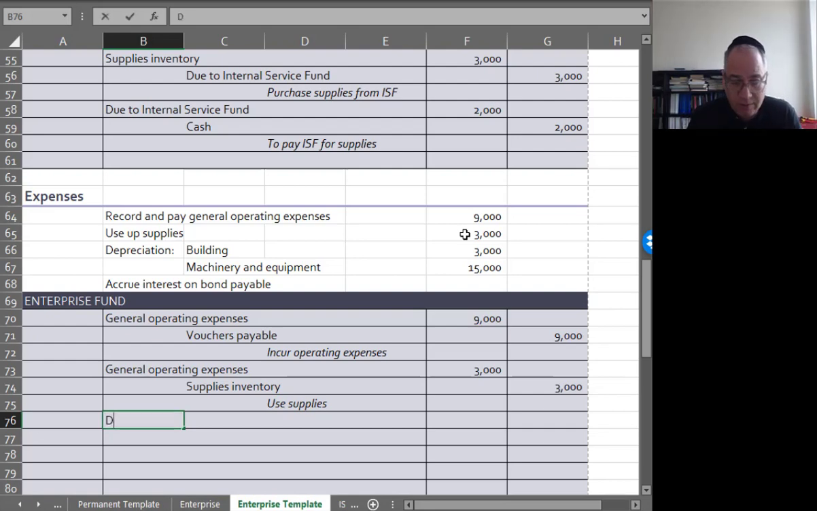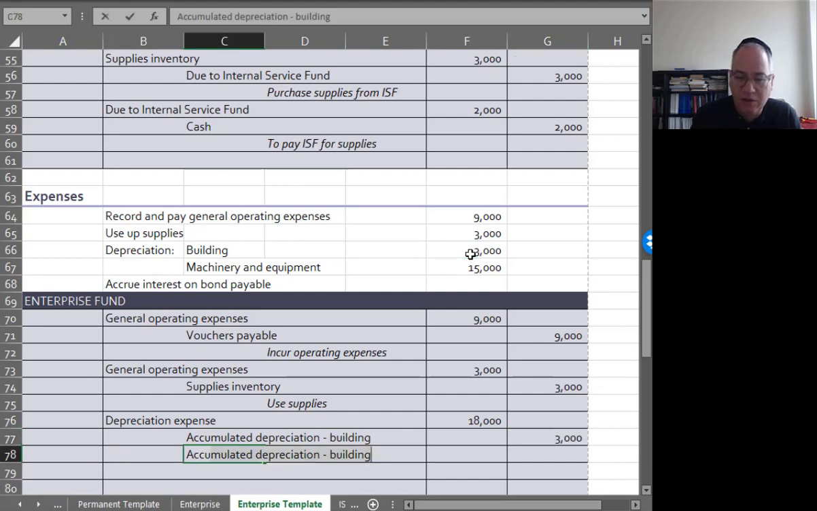I'm going to record depreciation expense. So that would be $3,000 on the building and $15,000 on the machinery and the equipment. So credit accumulated depreciation building for $3,000 and credit accumulated depreciation machinery and equipment for $15,000.